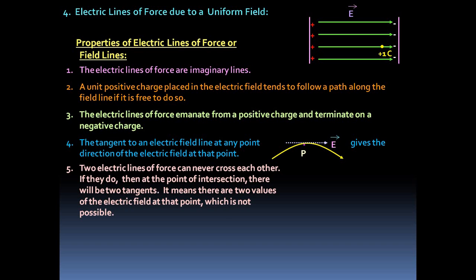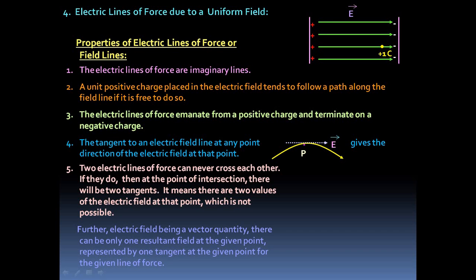Number 5, two electric lines of force can never cross each other. It is a very important point, and it comes in exams too. Two electric field lines of force can never cross each other. If they do so, then at the point of intersection there will be two tangents, which means there are two values of electric field at this point, which is not possible. And further we can say with the help of vectors, electric field being a vector quantity, there can be only one resultant field at the given point, represented by one tangent at the given point for the given line of force, as visible here.